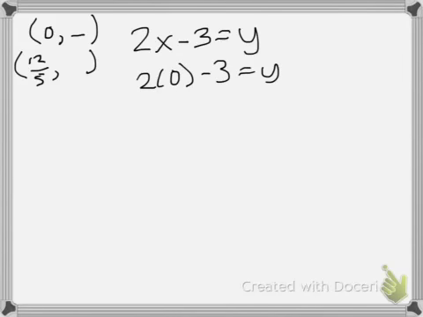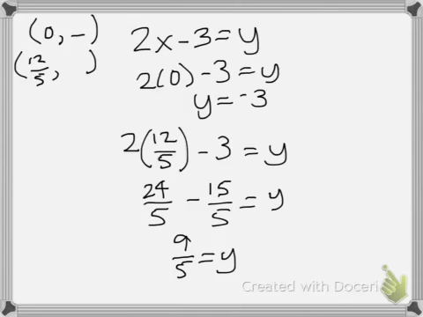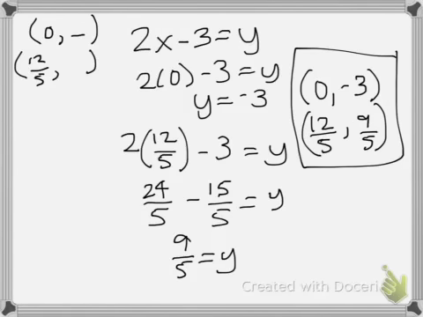So for our first x equals 0: 2 times 0 minus 3 equals y. So 0 minus 3 equals y, so y is equal to negative 3. In the second one, we plug in that 12/5. 2 times 12/5 is 24/5, minus 3, which is 15/5, equals y. 24/5 minus 15/5 is 9/5. So we have our two solutions now. We have (0, negative 3) and (12/5, 9/5), and that's the solution.